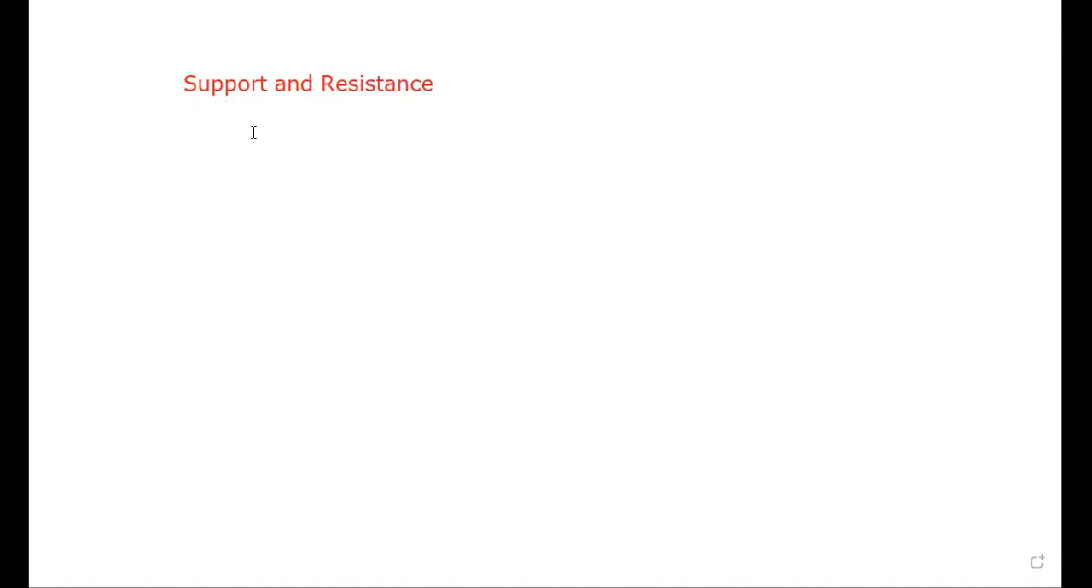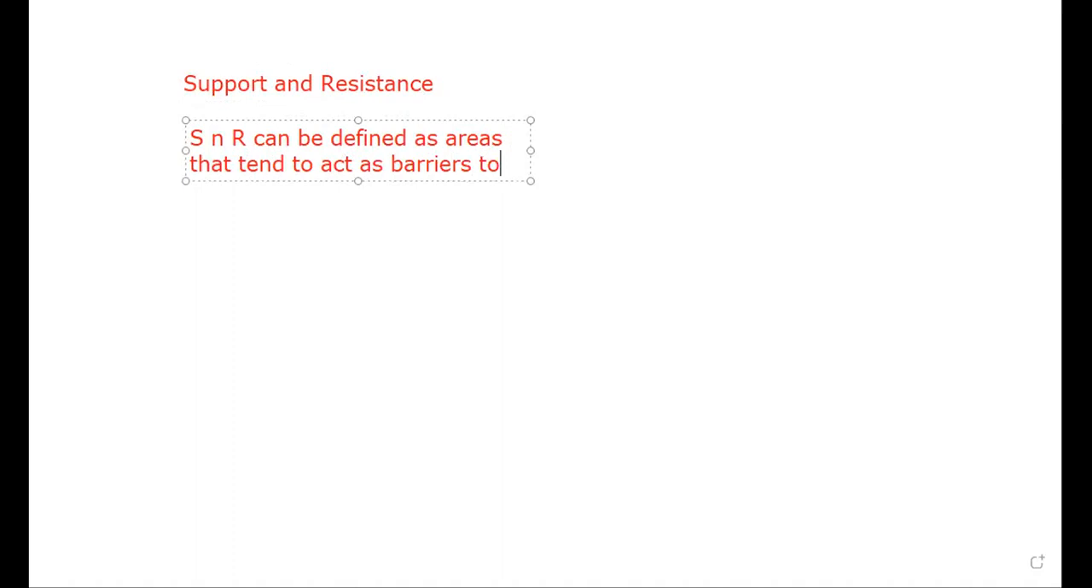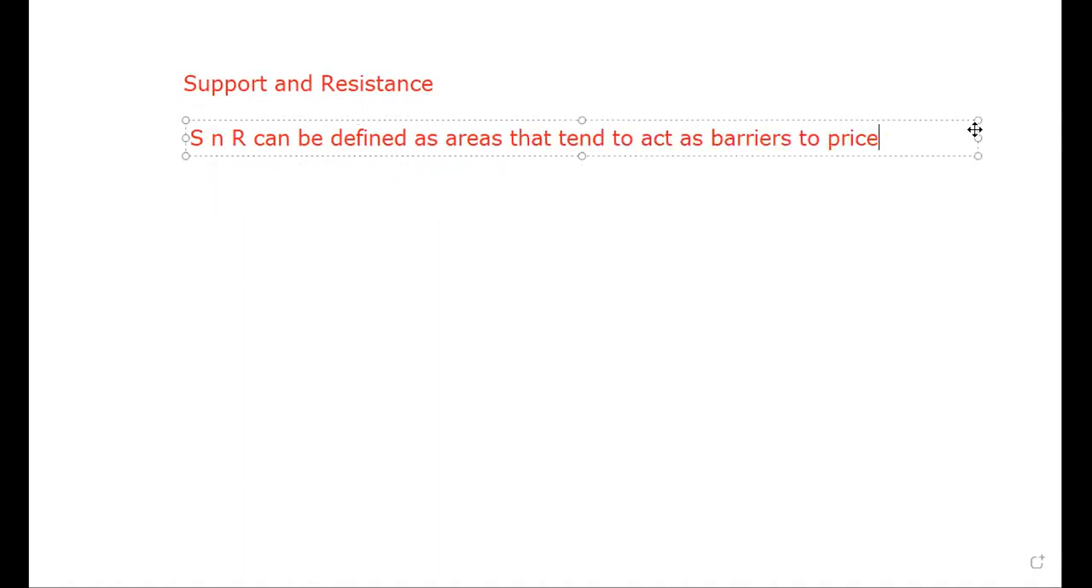Now, the question is, what exactly is support and resistance? Support and resistance can be defined as areas that tend to act as barriers to price. That's what I love to give as my definition. Support and resistance are areas that tend to act as barriers to price. Now, what do I mean by that? Support and resistance are areas that tend to act as barriers.